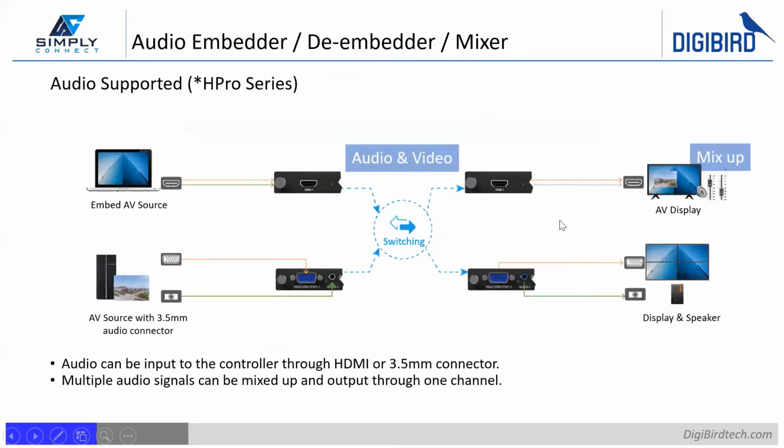Then for the H Pro series, as we showed you earlier, it can also support audio embedding, de-embedding, and mixing the audio. As you can see, with HDMI you can de-embed the audio out, or with VGA plus audio, you can embed the audio in. Then going out to a single HDMI output, you can have a mix of all the audios.